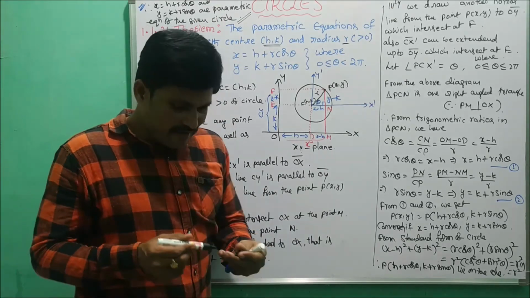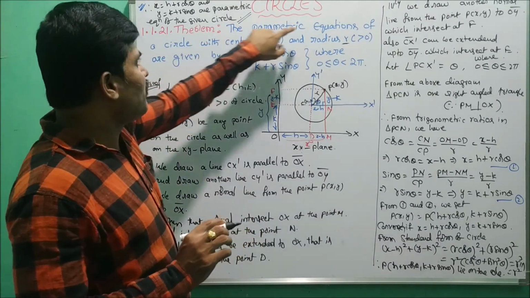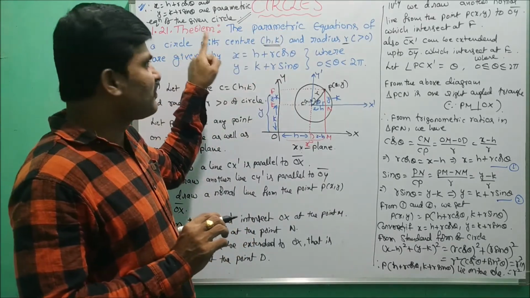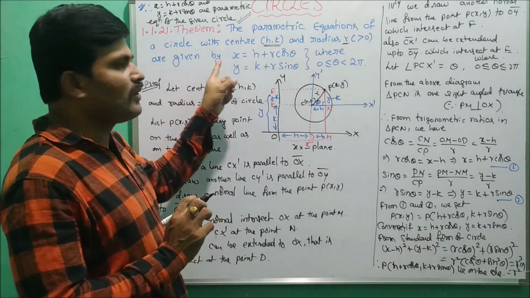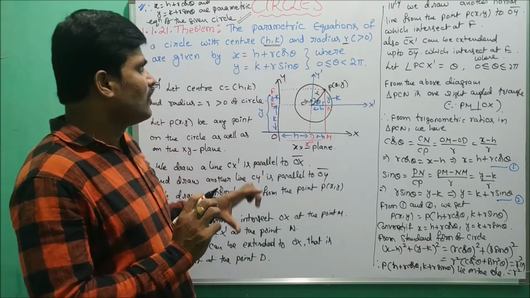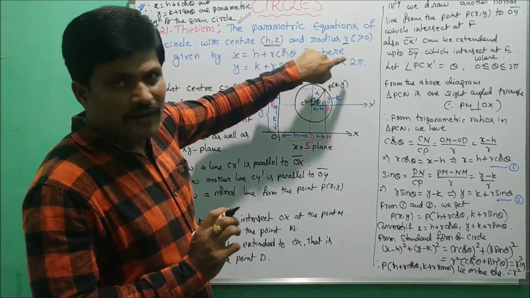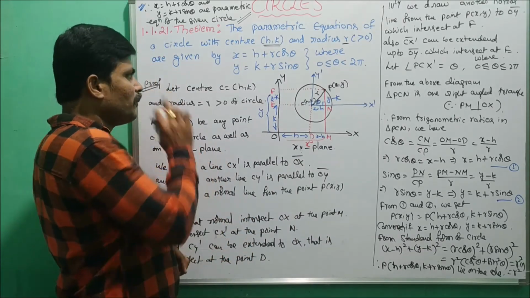So once again I will explain. Here the parametric equations of the circle with center h k and radius r, which is always positive, are given by x equal to h plus r cos theta, y equal to k plus r sin theta. Now here theta lies between 0 to 2 pi. Now we go to the proof.